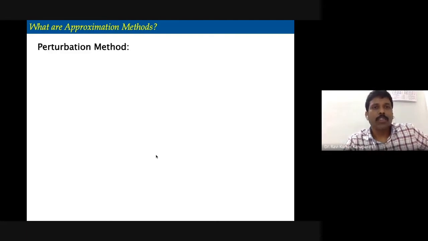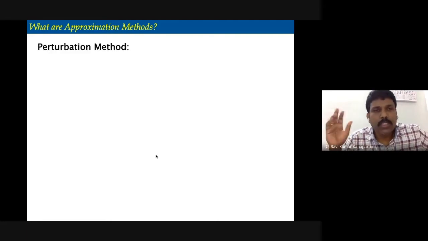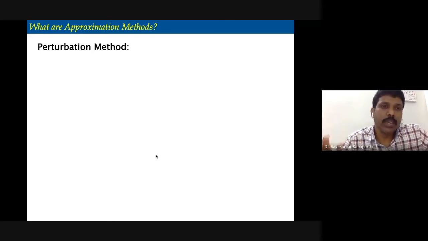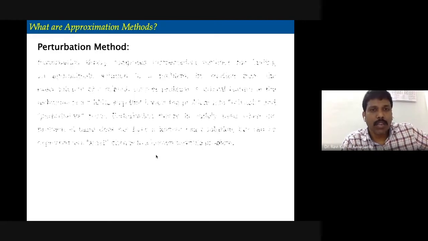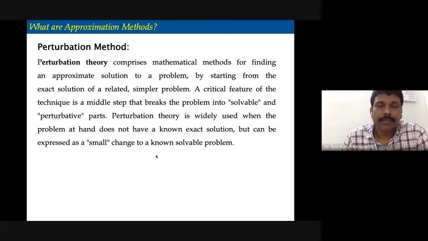Now, what are the approximation methods? Broadly, the approximation methods in quantum mechanics are classified into 2 methods. One is the perturbation method. The definition of perturbation is very simple: perturbation means a kind of disturbance, right? This comprises a series of mathematical methods to find the approximate solution to a problem of your interest, starting from a relatively simpler system.